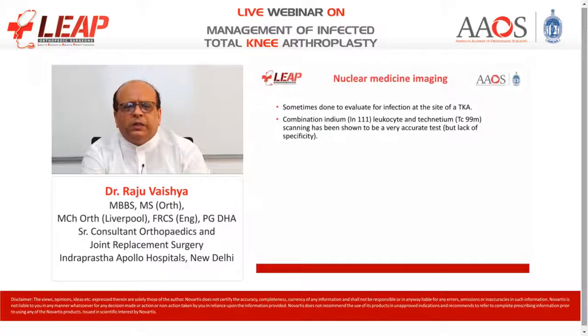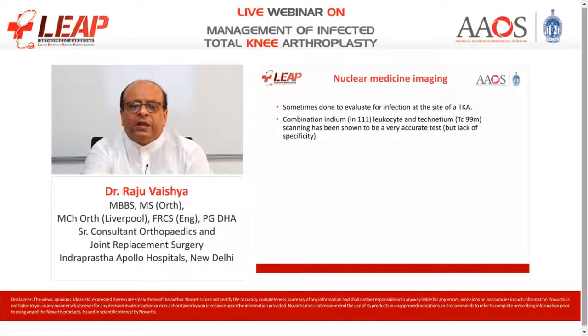Nuclear medicine imaging is sometimes done to evaluate infection at the site of total knee arthroplasty. The combination of indium 111 leukocyte and technetium 99 scanning has been shown to be a very accurate test, but these tests lack specificity and may not be universally available for most orthopedic surgeons.